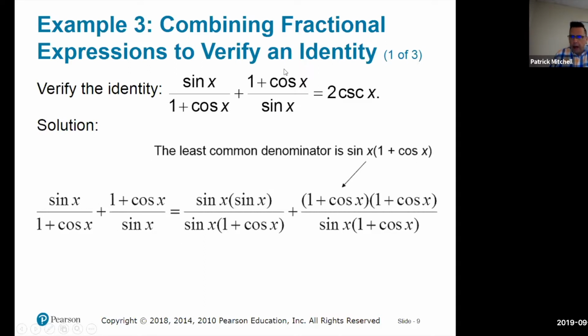So the way that I am going to make this expression have denominator sine x times 1 plus cosine x is I am going to multiply the top and the bottom by sine x, right? And the way that I'm going to make this expression have that denominator is I am going to multiply the top and the bottom by 1 plus cosine x. Okay. So now those two expressions have the same denominator.